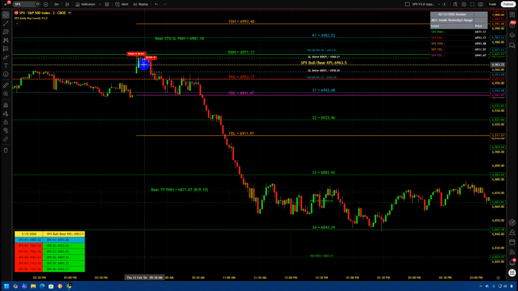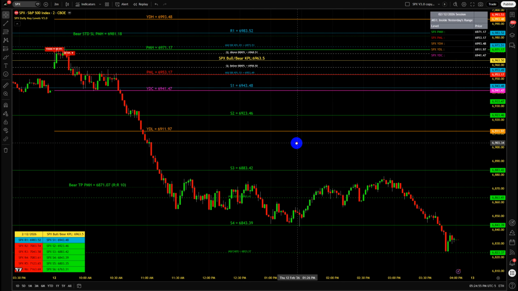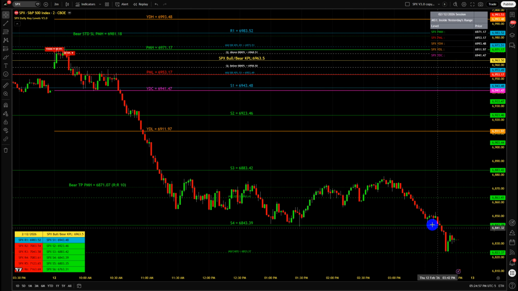And as you can see here, we did have a wick up, but it did not get the standard stop loss that we use, the mid BBKPL R1 on a bearish play on the bull bear KPL today. And we had a very nice move down, which went all the way to mid S3, S4. And then later on in the session at the end, we had a complete collapse and we went down to stop right at mid S4, S5 on the end of the day before we had a slight bounce up from that.